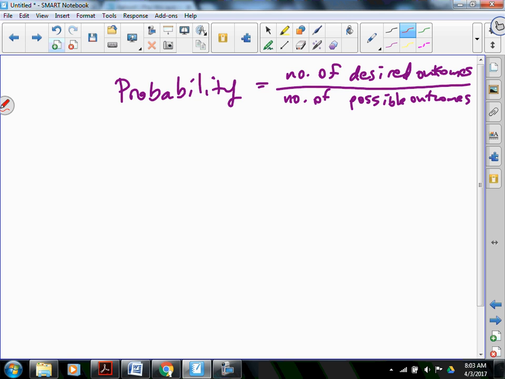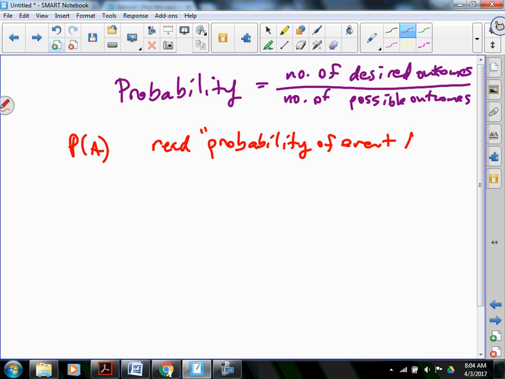So probability of event A, P of A. It's kind of like function notation, but it's not a function. It's just read as the probability of event A.